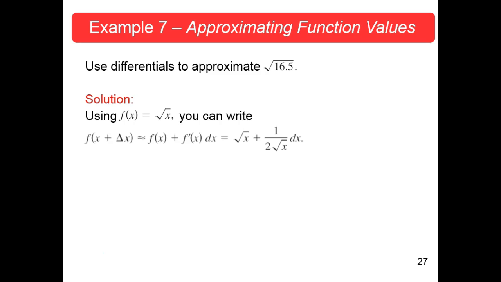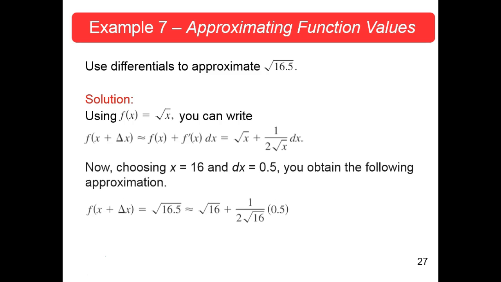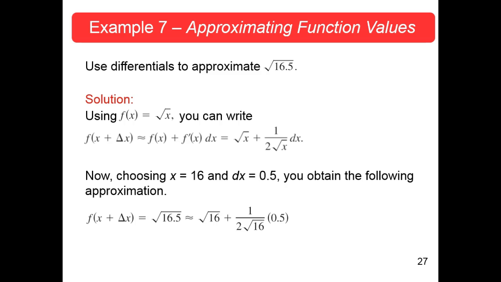Using f of x equals square root of x, we can write f of x plus delta x is f of x plus f prime of x dx. So it would be square root of x plus 1 over 2 times the square root of x, which is exactly what we got, times dx. Remembering what the x's are, okay? The x is 16, and your dx is 0.5. So you have square root is approximately equal to square root of 16 plus 1 over 2 times the square root of 16 times 0.5. That's exactly what we had.